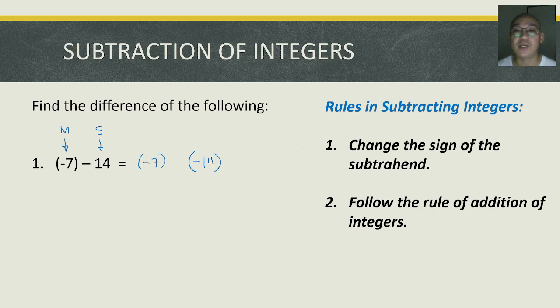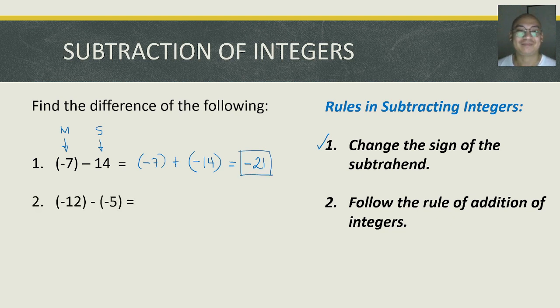So we're done with the first step. The second step is to follow the rule of addition. So therefore, we're going to add. There, we now have two same signs. What are the rules in addition? We have to check if they have the same signs. If they have the same signs, we're going to add. So 7 plus 14, we have 21. And then after that, we're going to copy the sign. So the answer is -21.